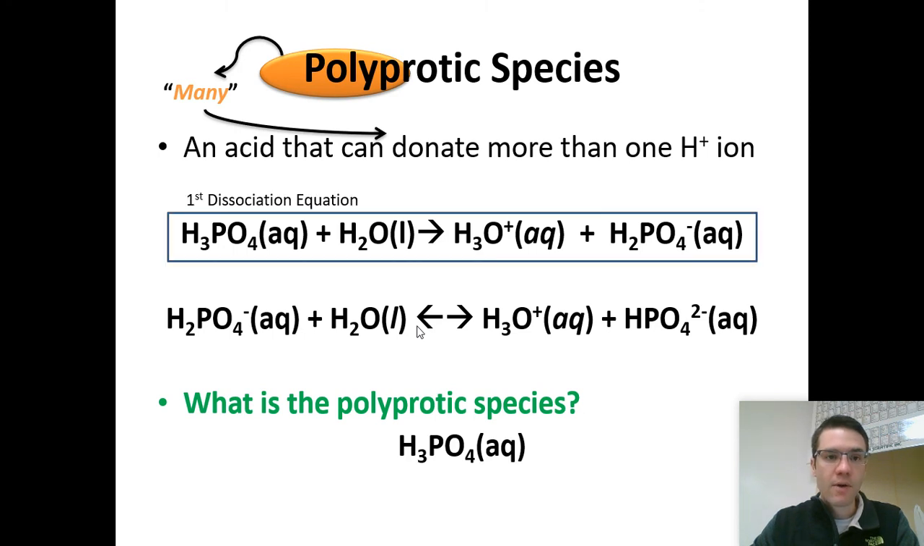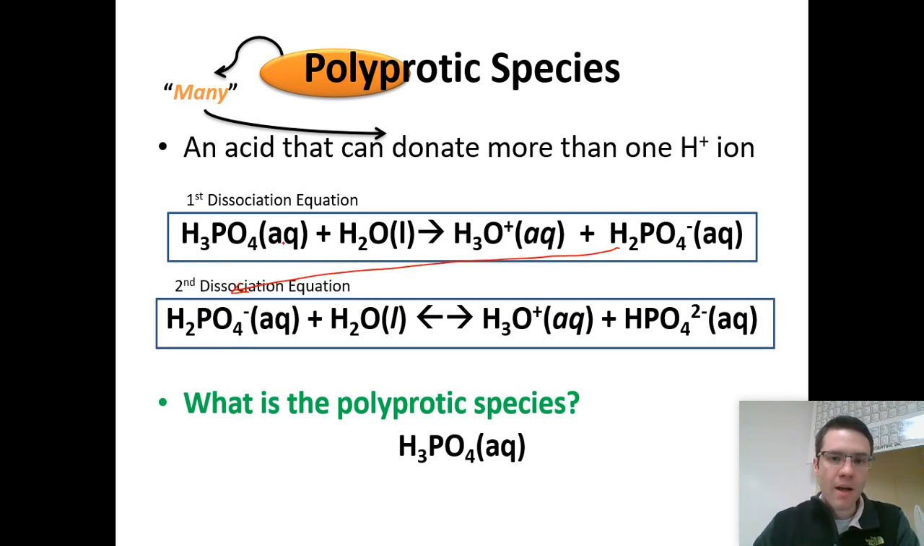H3PO4, and you'll see in the first one, we call this the first dissociation equation. It's the first proton being removed from it, and we get this. And then this could also donate another proton, the second dissociation equation. And this particular acid could donate 3. We could do another dissociation and lose this proton. So if it can donate more than one proton, it's called a polyprotic species.